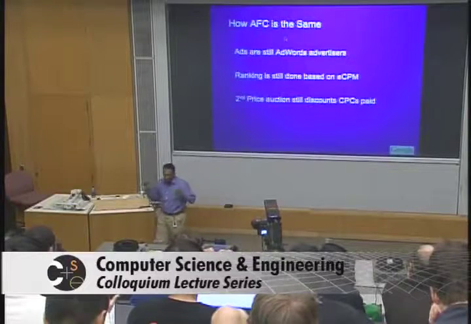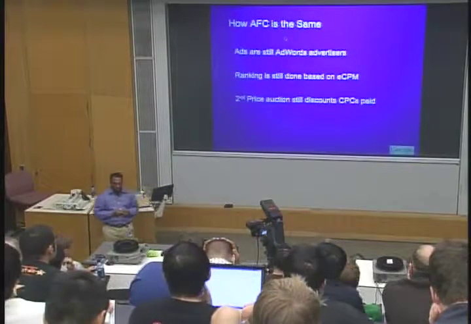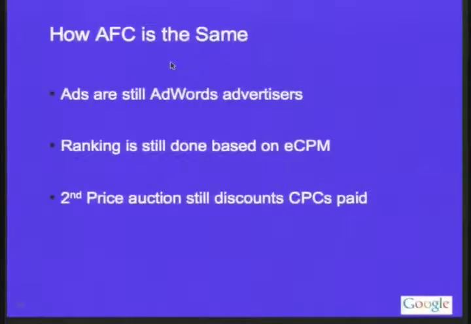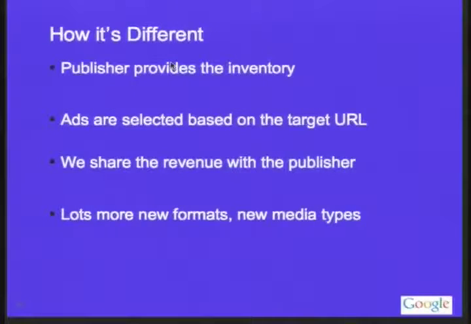Adsense for content, the product I was just talking about, is the same as the Adwords in that we're still using the Adwords advertisers. We had built up a large number of Adwords advertisers who had come in and said, we want to show ads on digital cameras, or we want to show ads on green pencils. They're still the same set of advertisers. Ranking is still done based on an expected CPM. And the second price auction, all the things we talked about in terms of how the auctioning works still works the same way. But the problem that is different here is it's not a simple lookup.